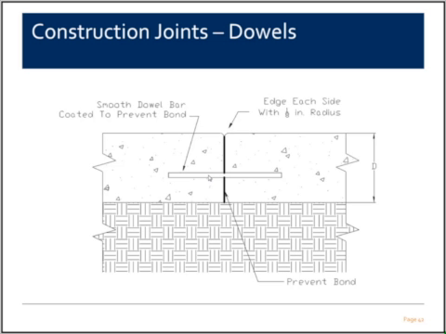Square dowels are commonly used. In square dowels, you'll actually see a metal or plastic clip that goes around this square dowel, and that allows for in-plane movement of the slabs. We also want to prevent the bond between the slabs as well.